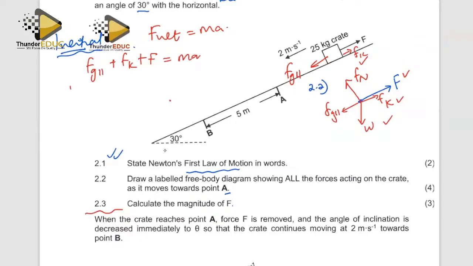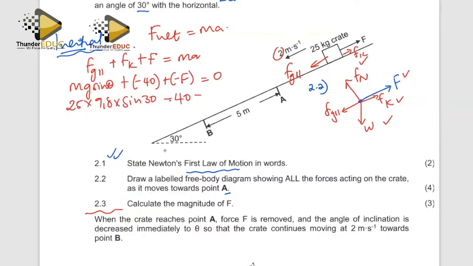So my Fg parallel is mg sine of theta. My Fk was 40, I will say negative 40. The F is acting in the opposite direction, which will also be a negative F, will be equivalent to 0 because the body is moving at a constant speed, which means there is 0 acceleration. Let me substitute. The mass is 25 times 9.8 multiplied by the sine of 30. Now I'm subtracting 40. I should move the force applied that side.